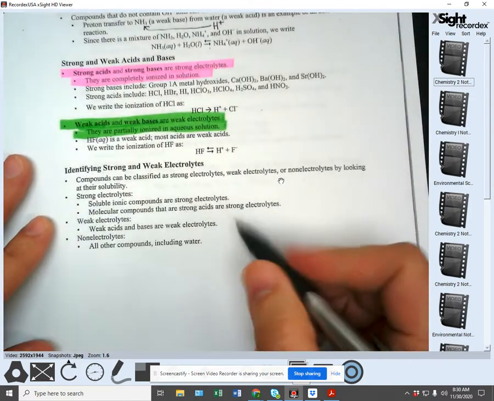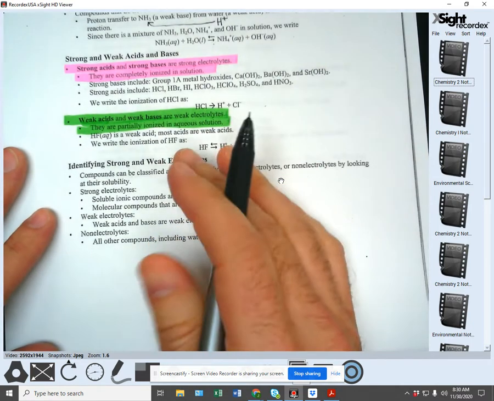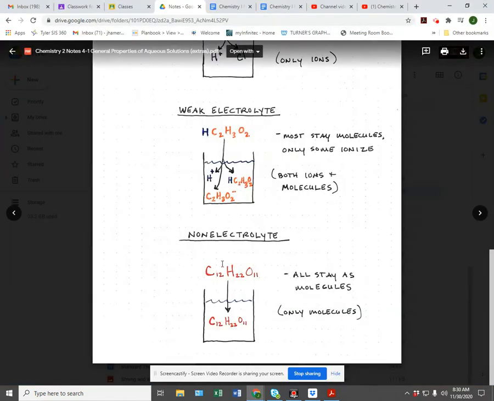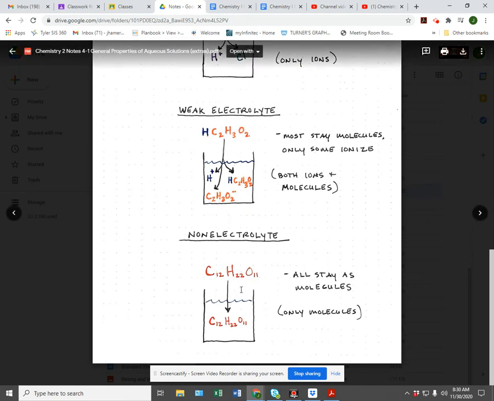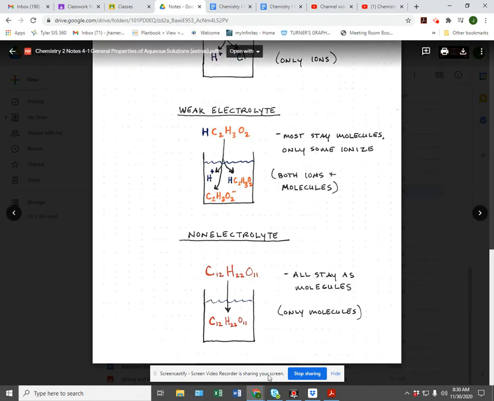Okay, so for example, sugar is a non-electrolyte, because it's not an acid or a base and it's molecular.